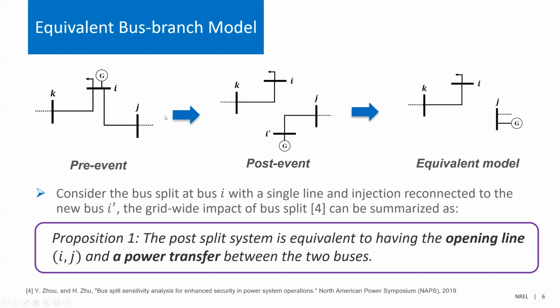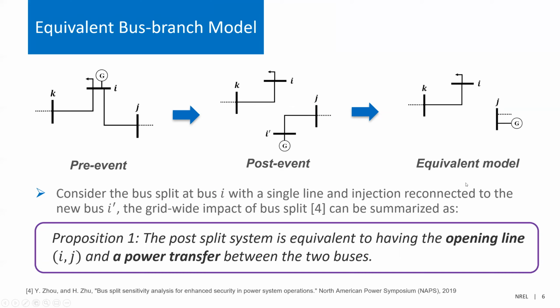We record a pre-event and post-event system here. By utilizing the current reduction, we're able to further reduce the model of the post-event system by moving this generator to its incident bus J. And therefore, we're able to arrive at this equivalent model.